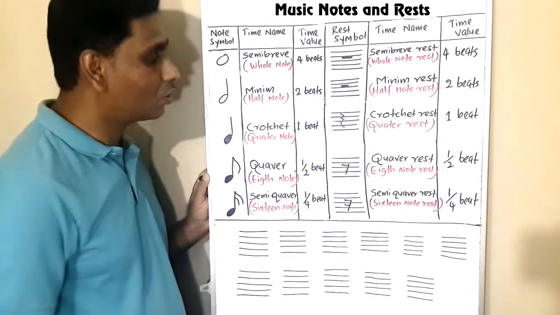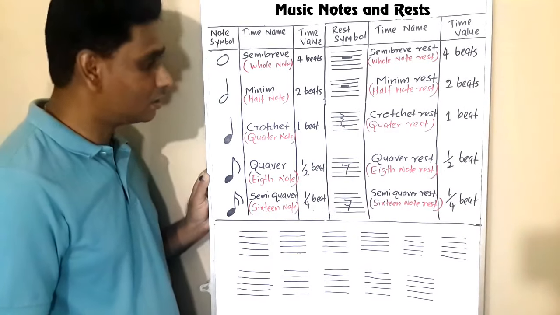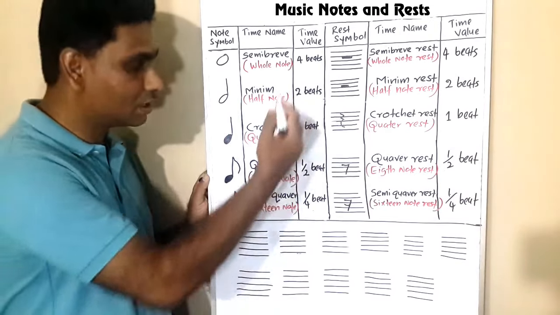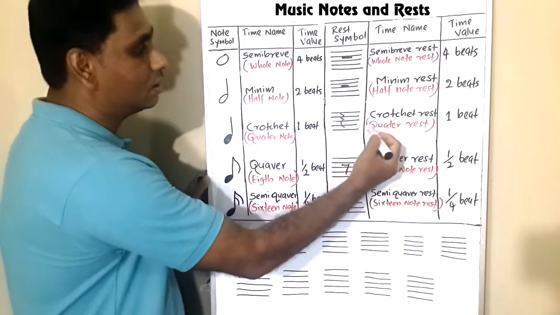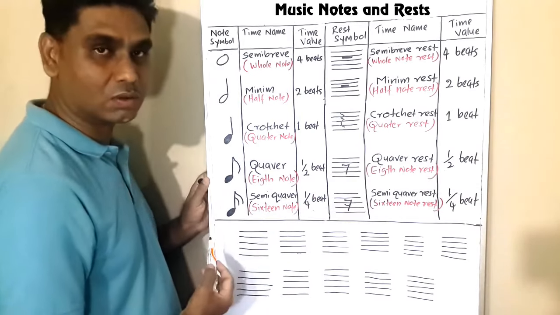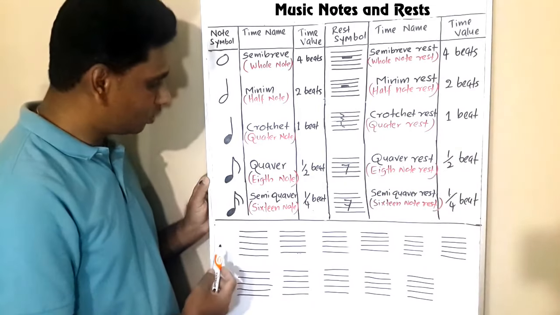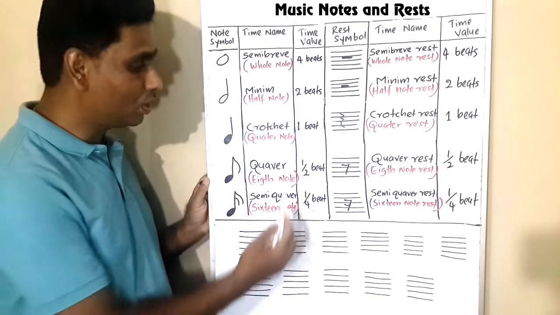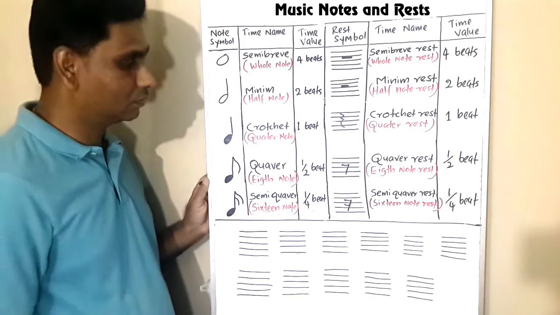This is how the crotchet rest is written. This is quite difficult to write. Later in this video, I will explain how to draw the rest bit by bit in an easy way. This is the crotchet rest. It has the same beat value as the crotchet note, 1 beat. Next music note is quaver, also known as eighth note, which has a half beat value.